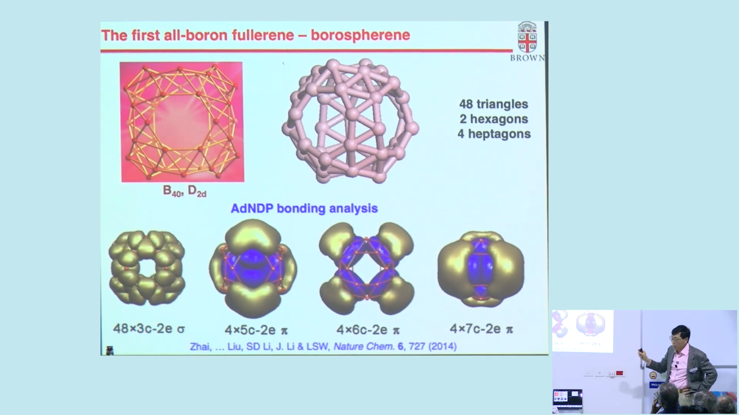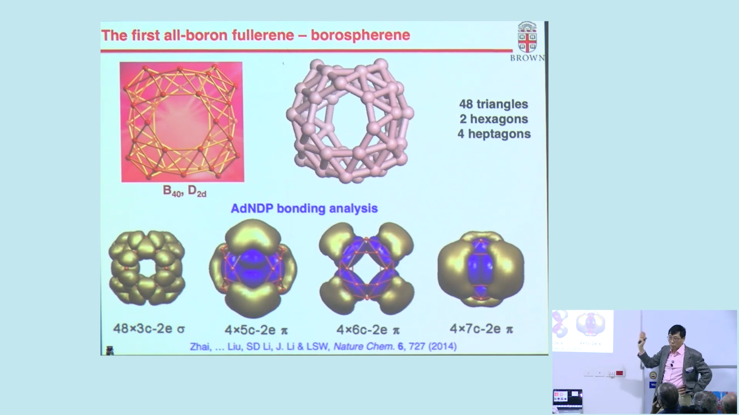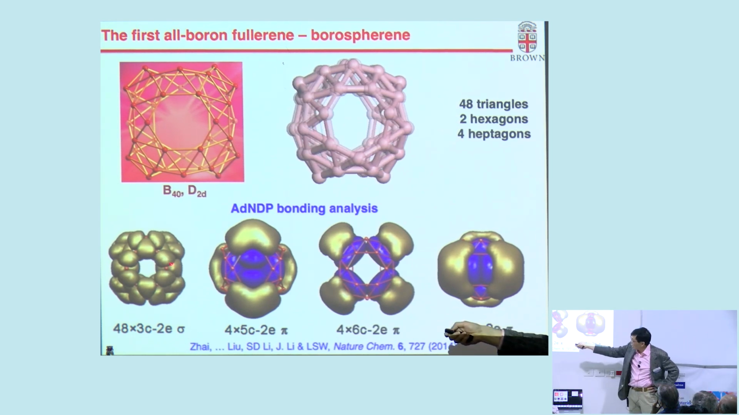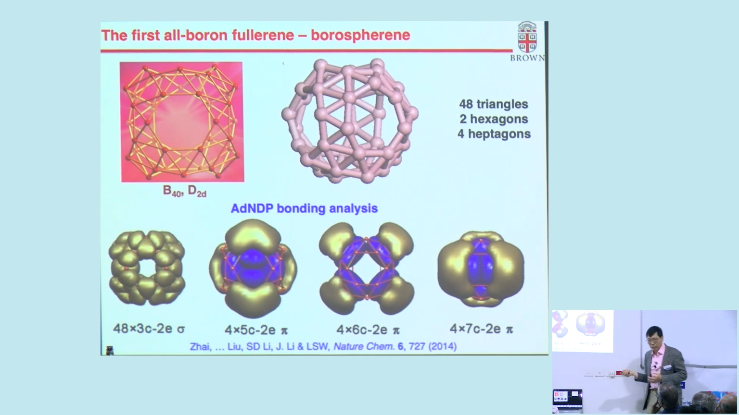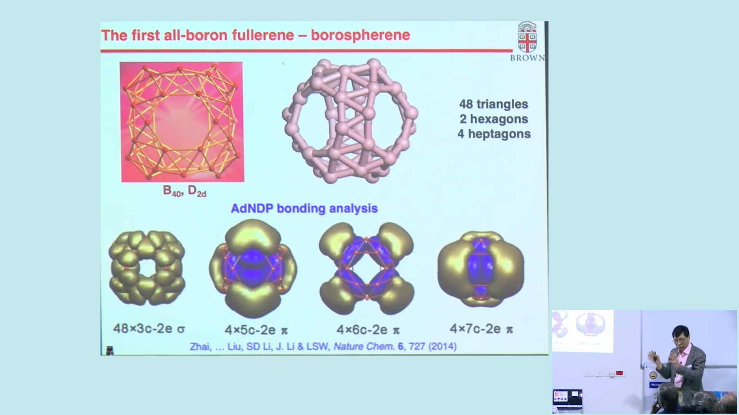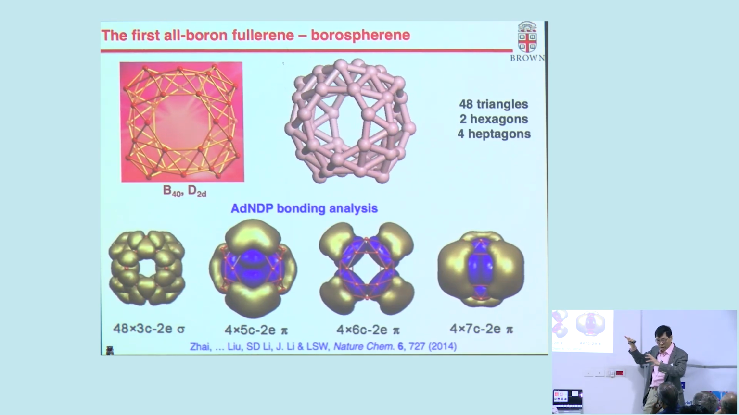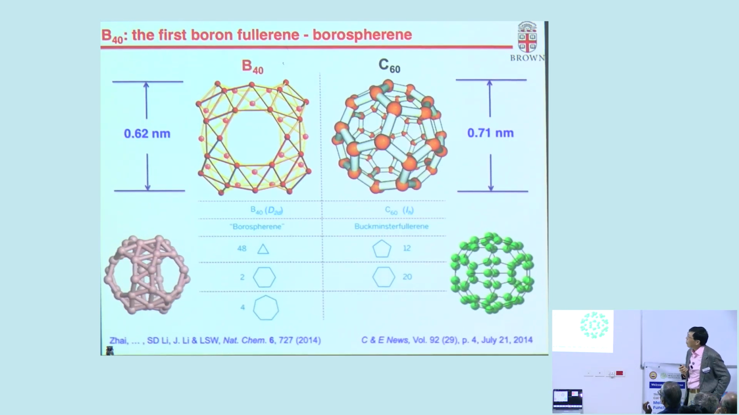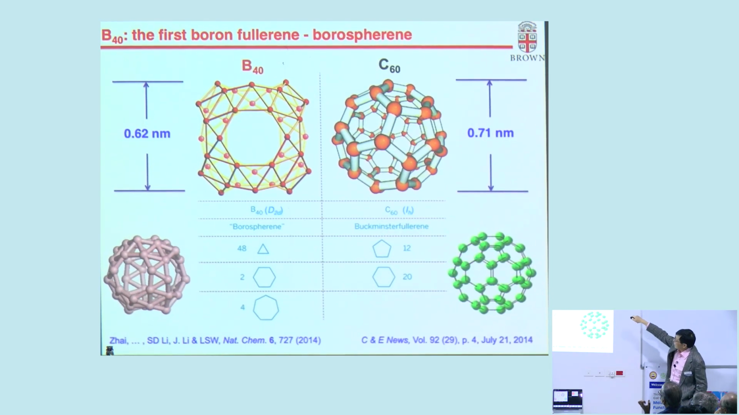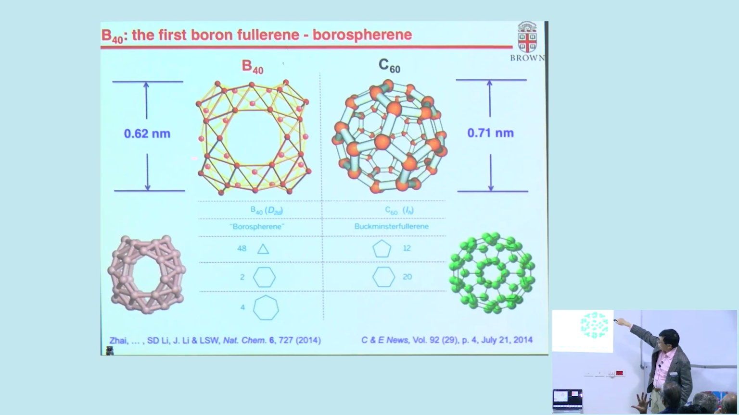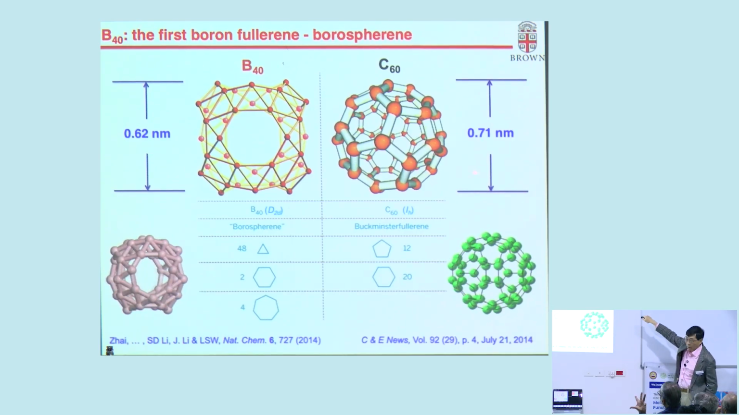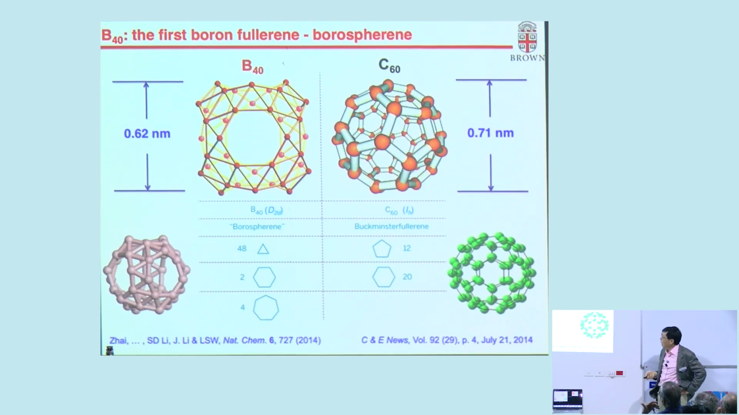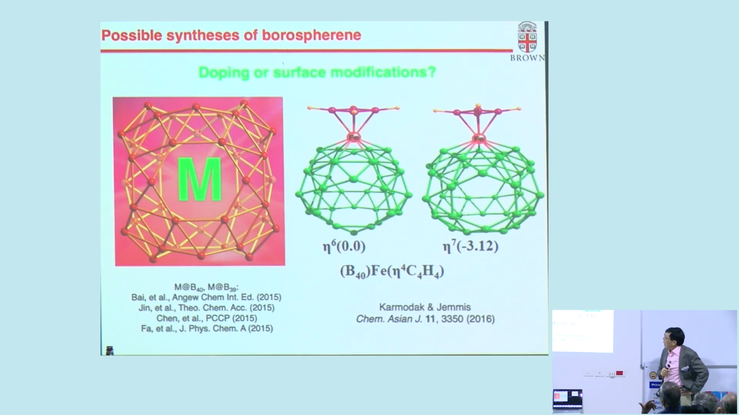Nevertheless, this is the first boron cage we found, and it has D2d symmetry. There is no localized boron-boron bond. You have delocalized three-center bonds, and then a completely delocalized pi-type bond, because this is a sphere. If you compare it with C60, B40 is slightly smaller, 0.6 nanometer, while C60 is 0.7 nanometer. So the question is, is it possible to make this?